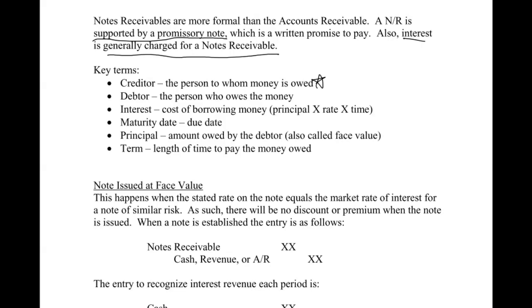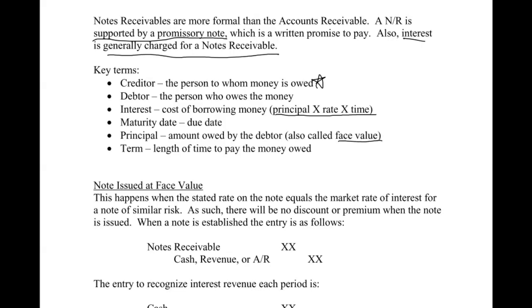Interest is just the cost of borrowing money. So remember, principal times rate times time is how we calculate interest. Maturity date is the due date of the note. Principal is the amount owed, also called the face value. And the term is the length of time to pay the money.